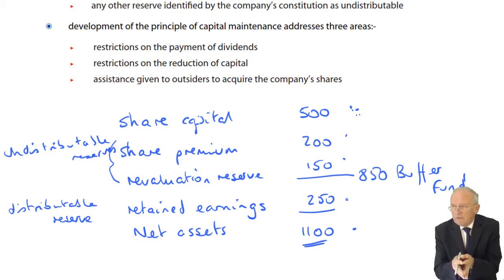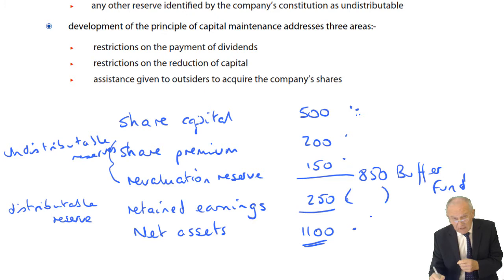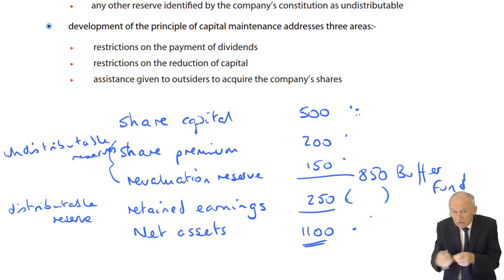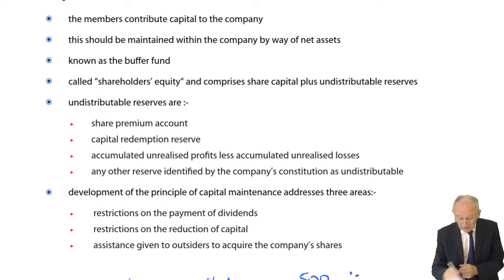There's no buffer in the event of a liquidation, as the last people to be paid out will be the members. So if we happen to be making losses here, and we have sustained a period of heavy losses, therefore we have a debit balance on retained earnings. If we've only got a little bit of cash and we pay it out to the shareholders, then it means our creditors, our payables, will not be paid in full. So that's the reason. Back again up here, the members contribute capital to the company. This should be maintained by way of net assets, and it's known as the buffer fund.